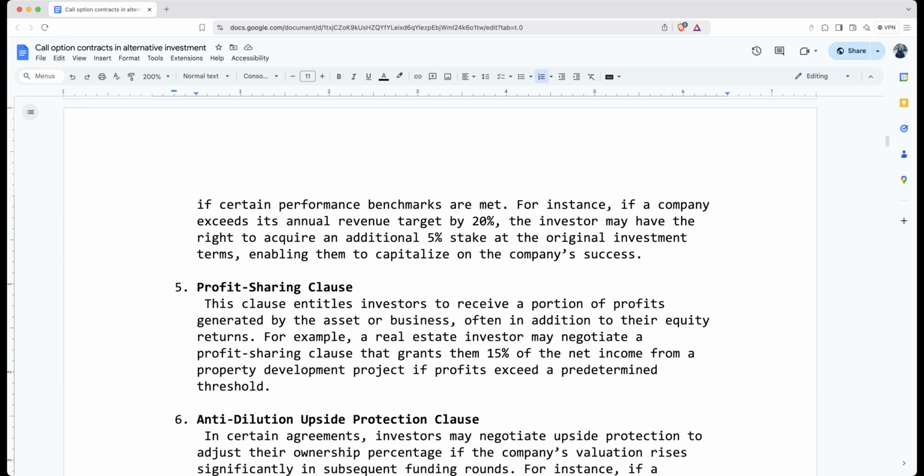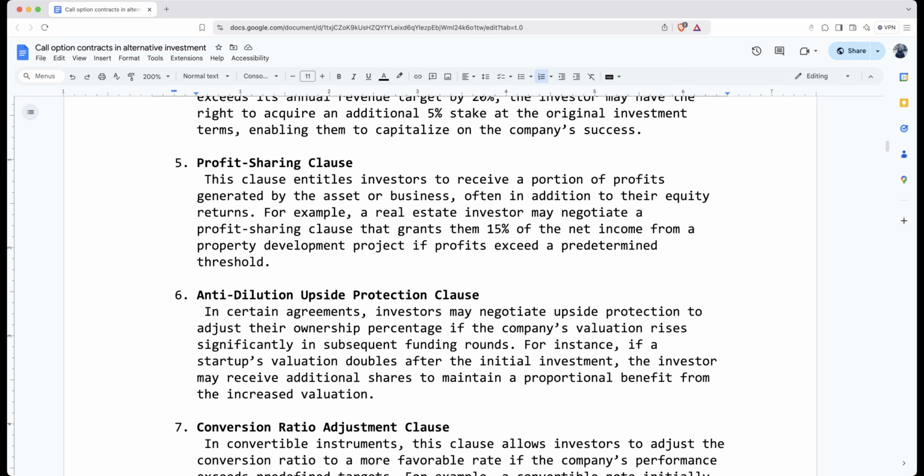The profit sharing, more direct. This clause entitles the investor to receive a portion of profit generated by an asset or business, often in addition to their equity return. For example, a real estate investor may negotiate a profit sharing clause that grants them 15% of net income from a property development project if profit exceeds a predetermined threshold.